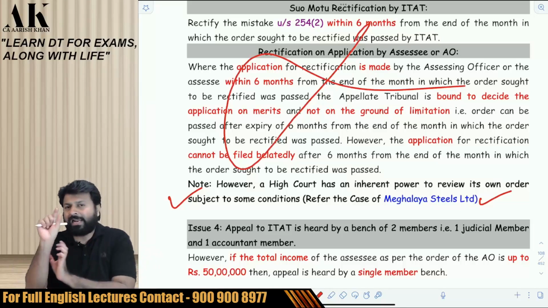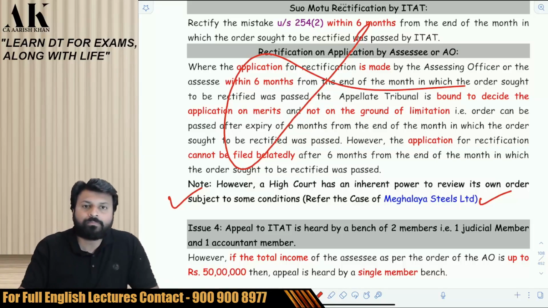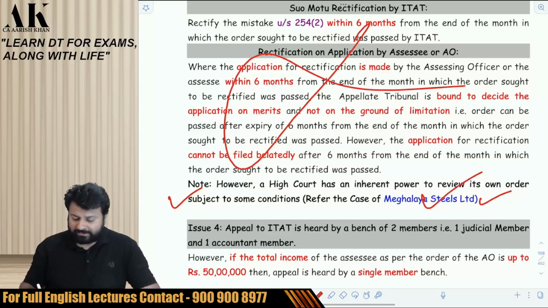So listen carefully. Can ITAT review its own order? The answer is no. Can ITAT rectify an apparent mistake? The answer is yes. Can the High Court review its own order? The answer is yes, as per this judgment.